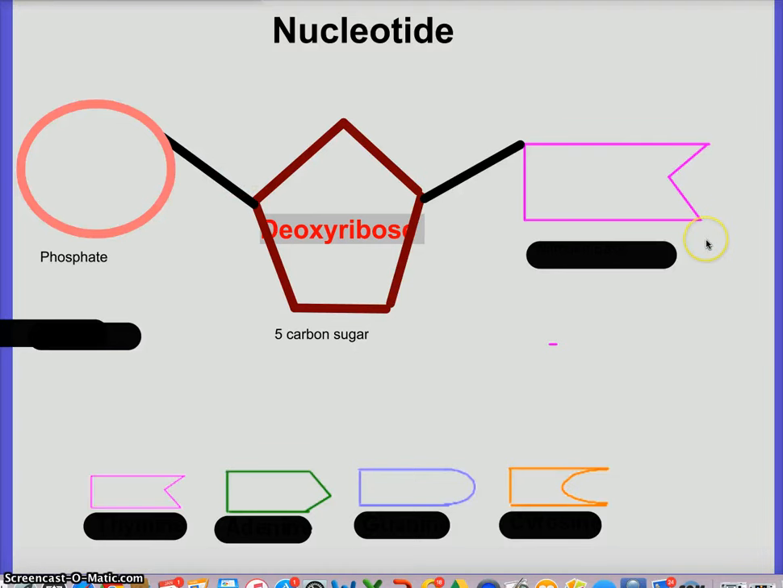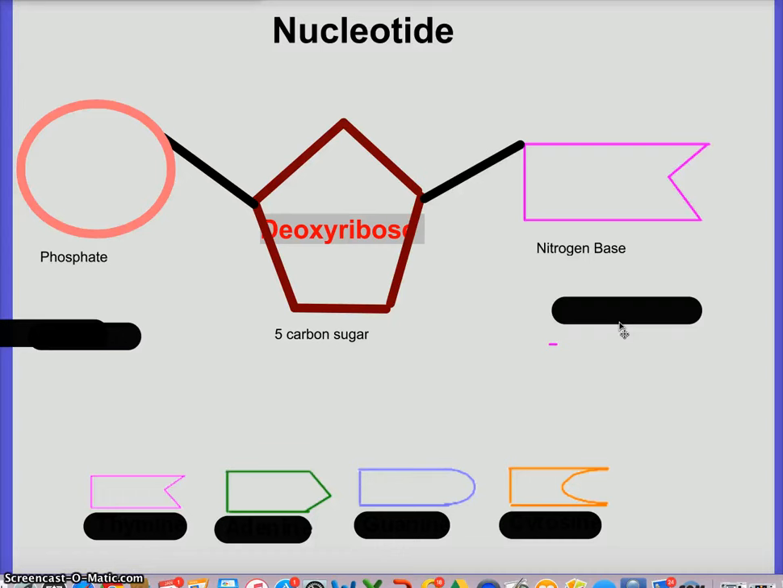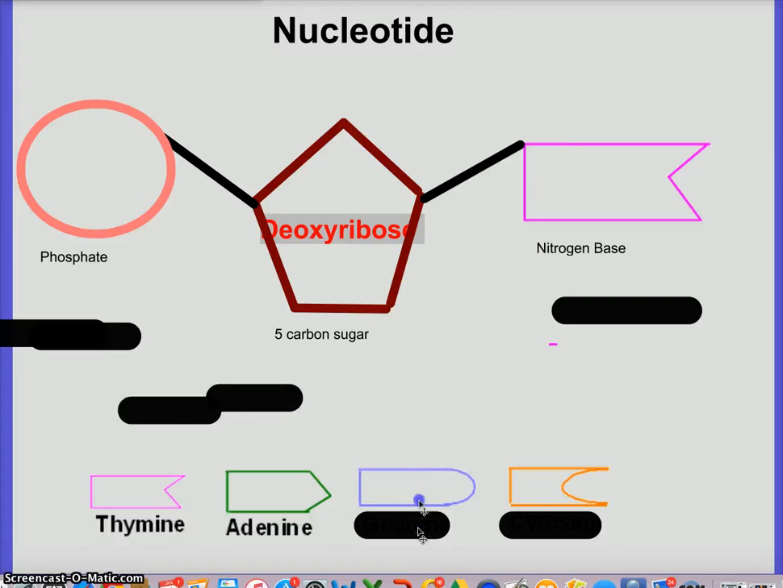And the last thing is? Base. So if I was ever to ask you a question like, what can differentiate one nucleotide from the next? What's your answer? The base. A nucleotide will always have a phosphate connected to a 5-carbon sugar, which is connected to a base. But the bases can be adenine, thymine, guanine, and cytosine.